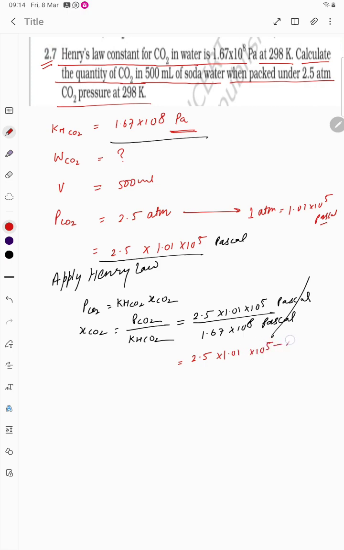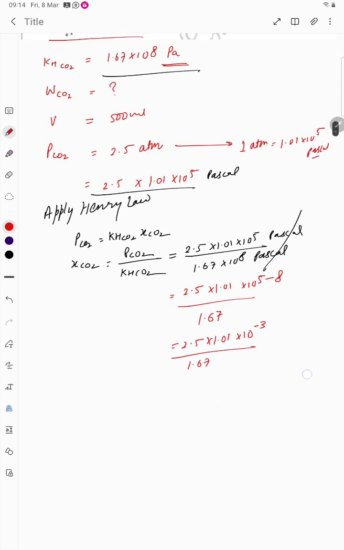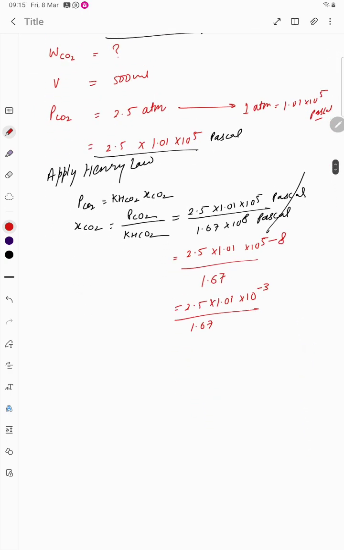The 10 power 8 goes in the denominator, so it becomes 2.5 into 1.01 into 10 power minus 3 upon 1.67. If you solve this, it comes to 1.51 into 10 power minus 3. Mole fraction is a unitless quantity, so there will not be any unit.